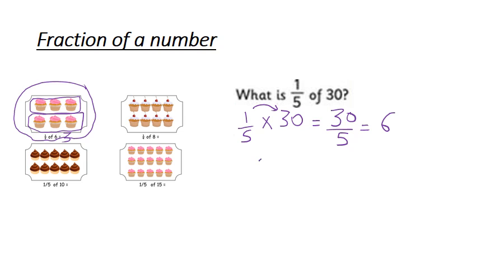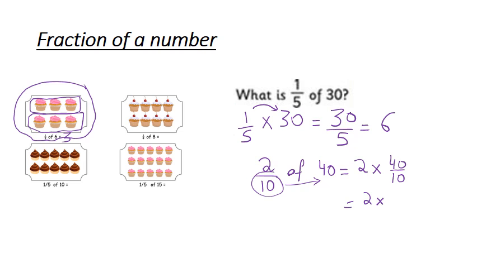What if, for example, you have 2 over 10 of 40? What do you do in this case? It's better for you to keep the 2 alone. You change this denominator to the 40, so you will get 40 over 10. Now 2 times, what's 40 over 10? It's 4. So 2 times 4 is 8.